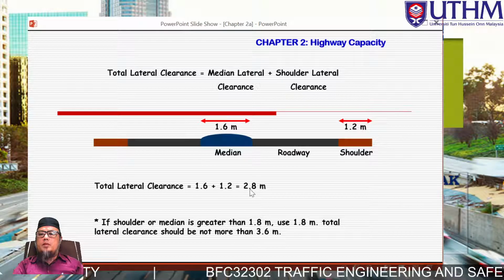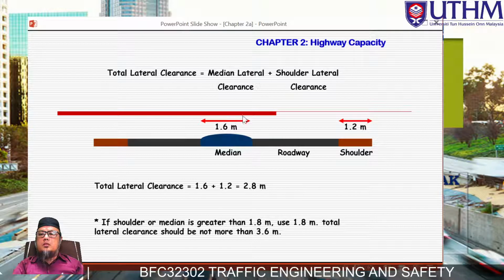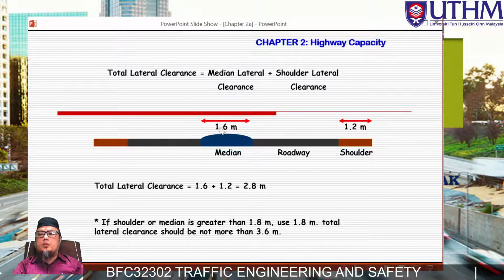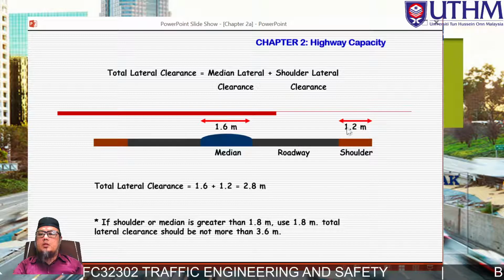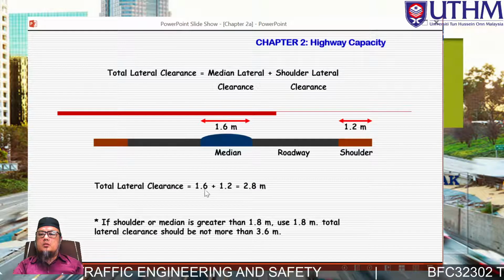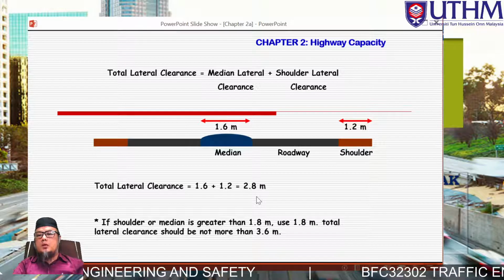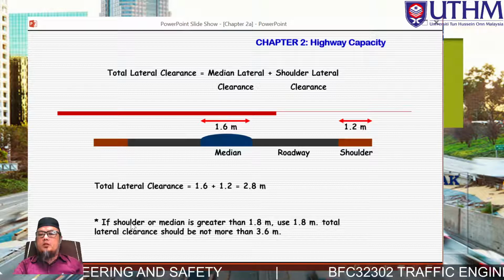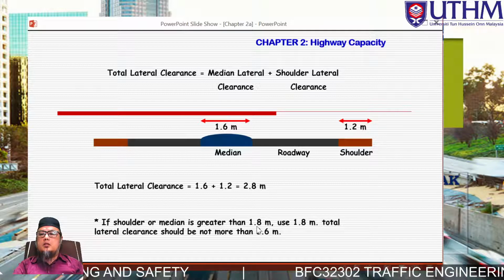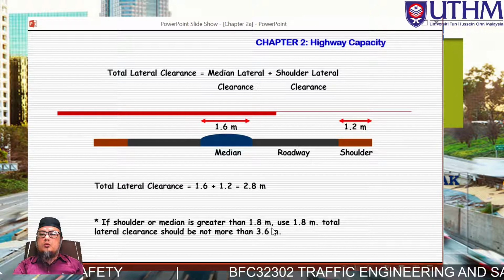But there is a maximum area to be used. So let's say in this particular example, we have 1.6 meters for the median and 1.2 meters for the shoulder. So the total clearance is 2.8 meters. Note here, if shoulder and median are greater than 1.8, use 1.8, and total clearance is not more than 3.6.